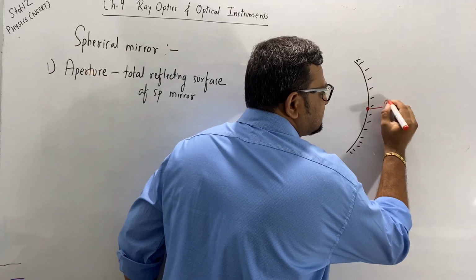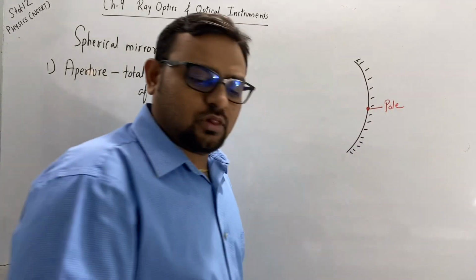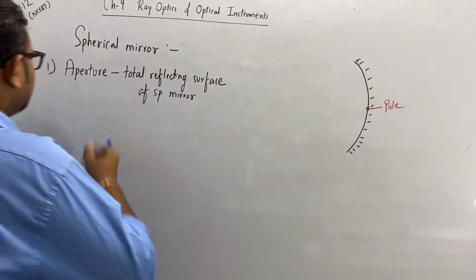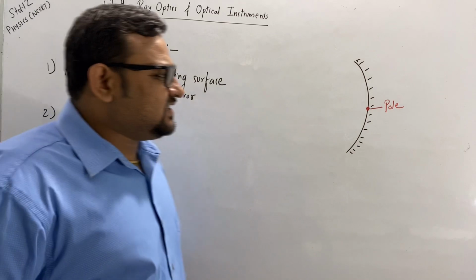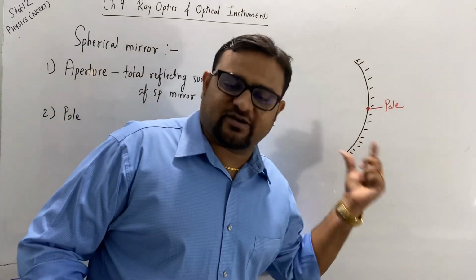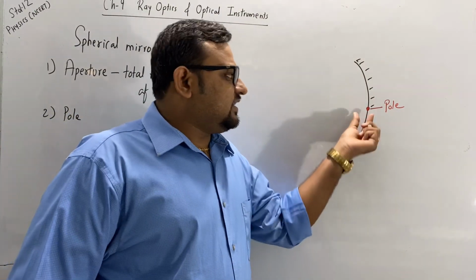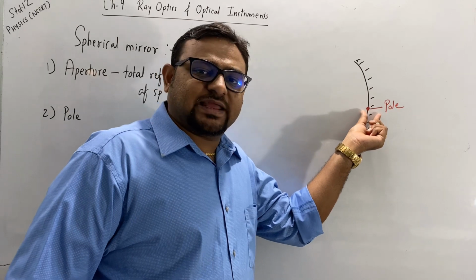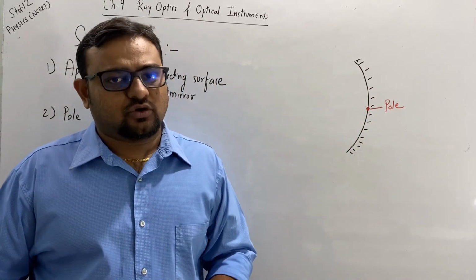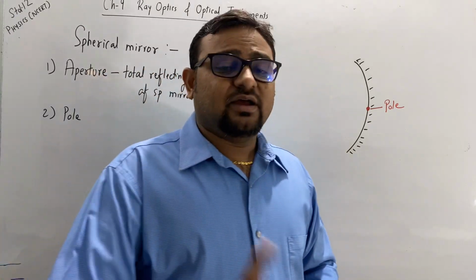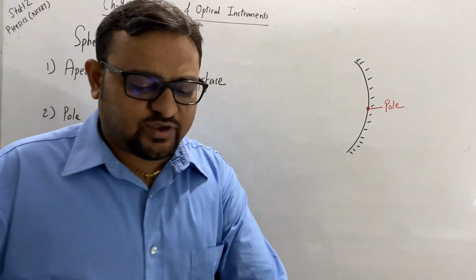This is pole. Okay, so what is pole? Exactly the geometric center. The geometric center of this spherical mirror is called pole. Okay, clear? Next, center of curvature.